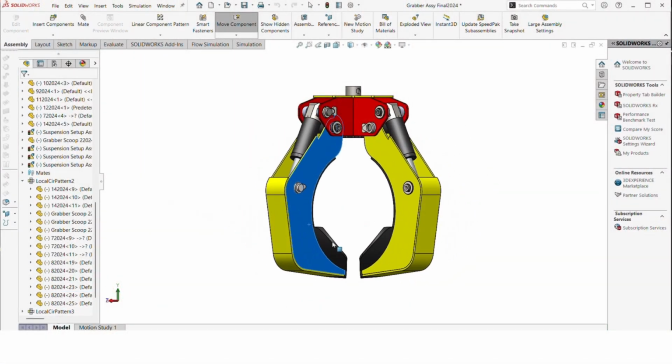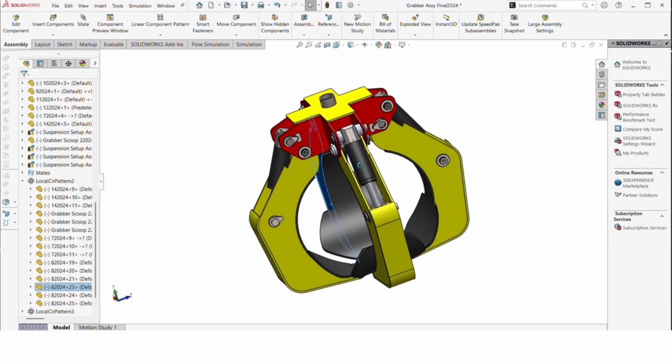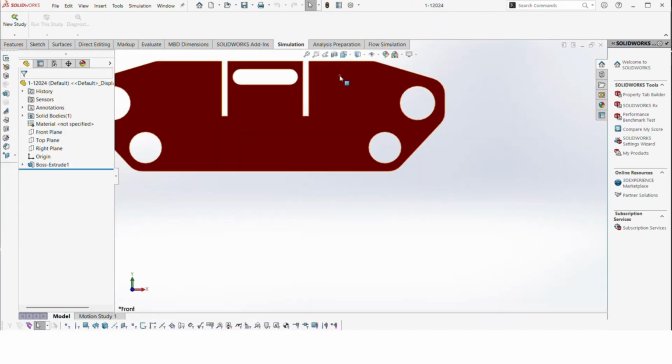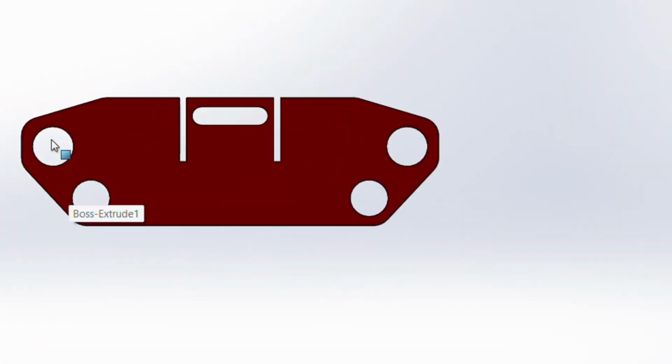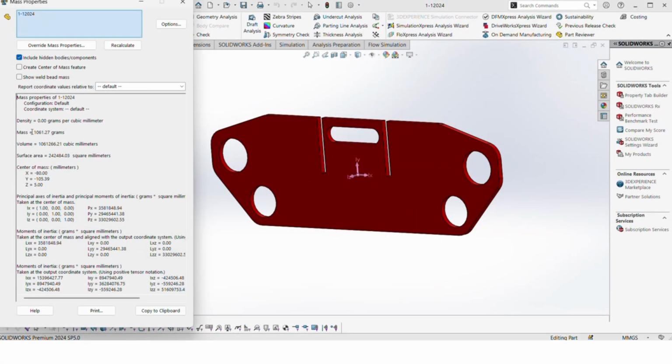I am Dwarkesh, application engineer, and I will be showcasing design study using SOLIDWORKS Simulation. This is a grabber assembly used for lifting and handling loads. From the full assembly, I have focused only on the mounting plate for study. This plate is critical. It transfers load from the grabber to the structure, and at the same time, it contributes significantly to the overall mass. This makes it a good candidate for optimization.